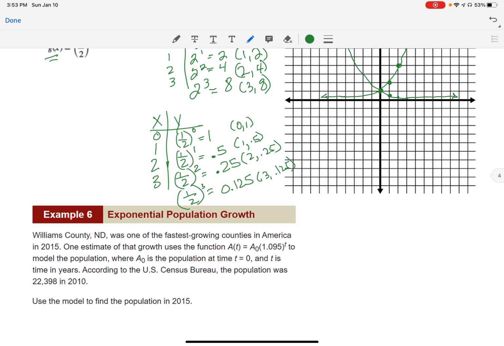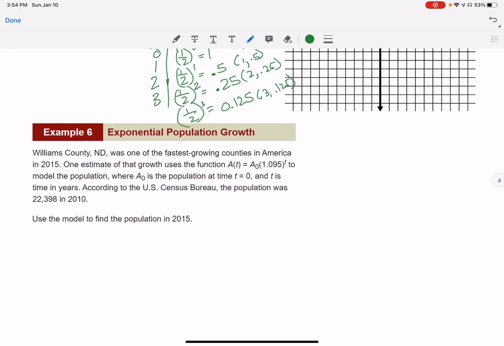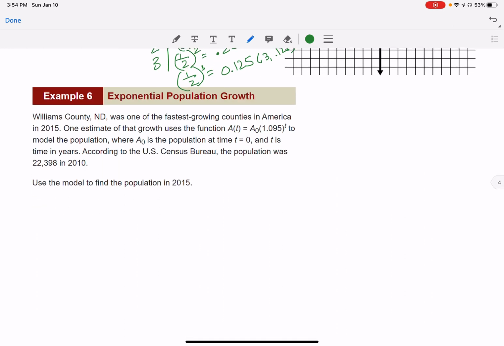All right, let's look at an application problem. Williams County was one of the fastest growing counties in America in 2015. One estimate of that growth uses this function here to model the population, where A is the population at the time of 0, and T is the time in years. According to the U.S. Census Bureau, the population was 22,398 in 2010. Use the model to find the population in 2015.